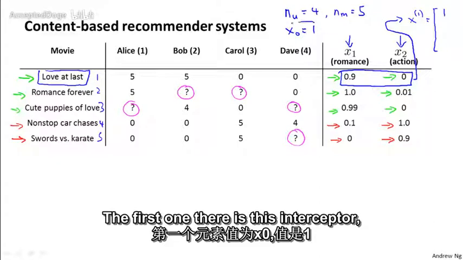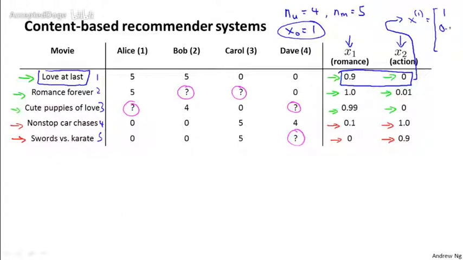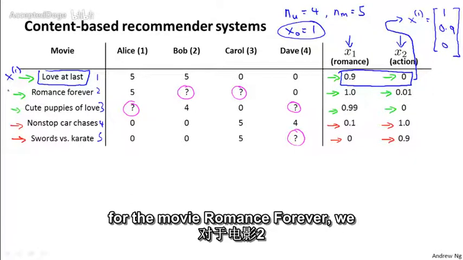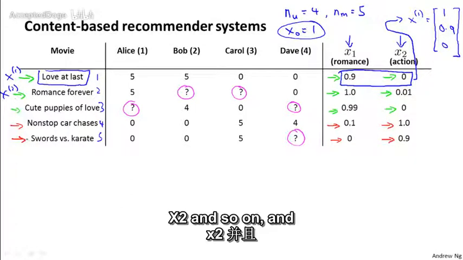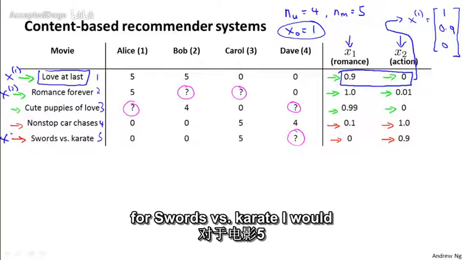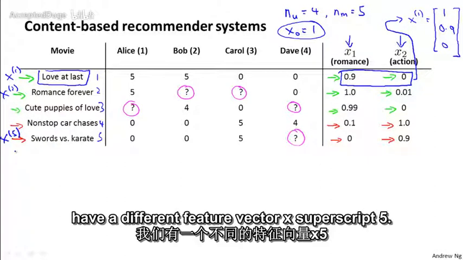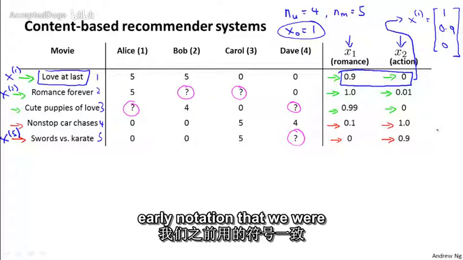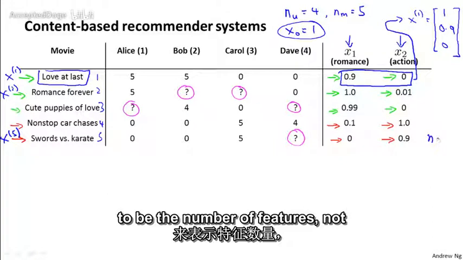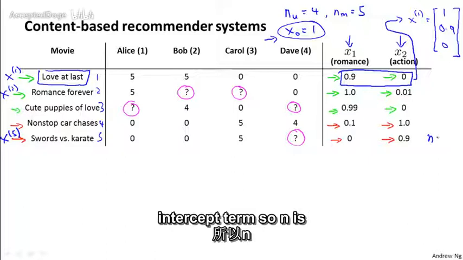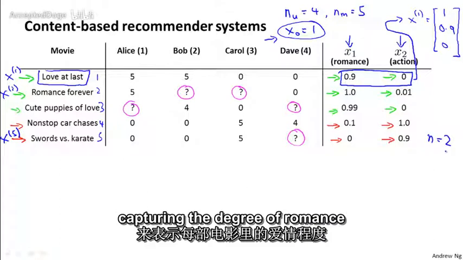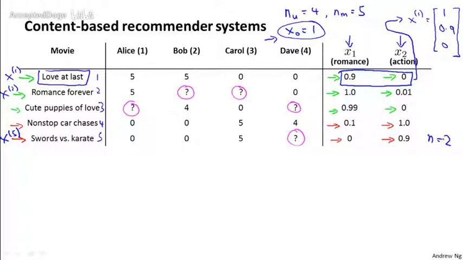The first 1 there is this intercept term. And then my 2 features 0.9, 0, like so. So for Love At Last, I would have a feature vector x^(1). For the movie Romance Forever, I may have a separate feature vector x^(2), and so on. And for Swords versus Karate, I would have a different feature vector x^(5). Also, consistent with our earlier notation, we're going to set n to be the number of features not counting this x0 intercept term, and so n is equal to 2 because we have 2 features, x1 and x2, capturing the degree of romance and the degree of action in each movie.